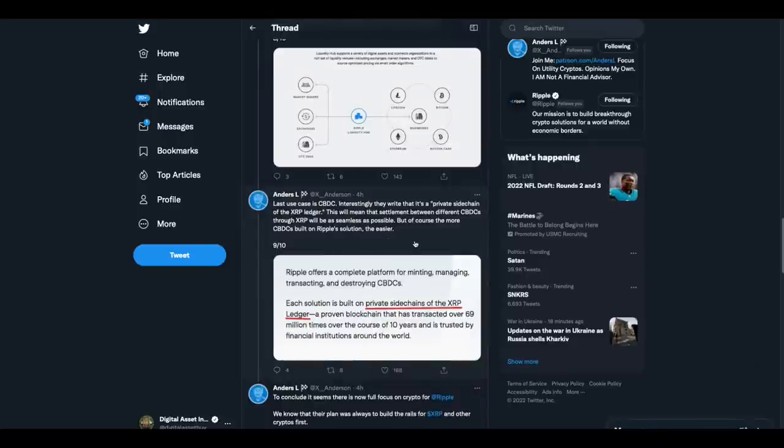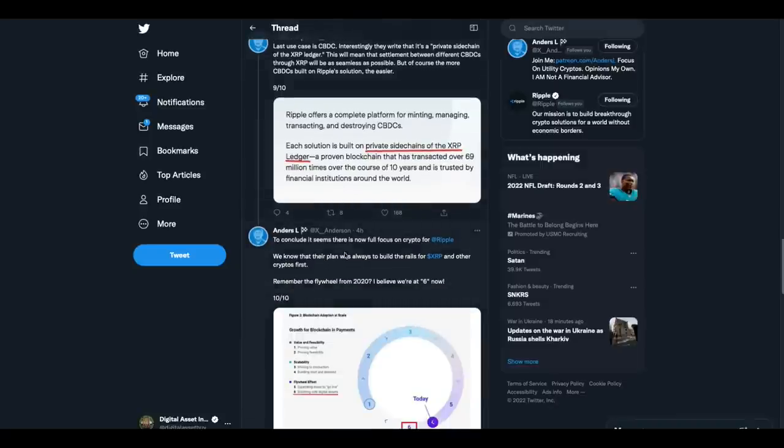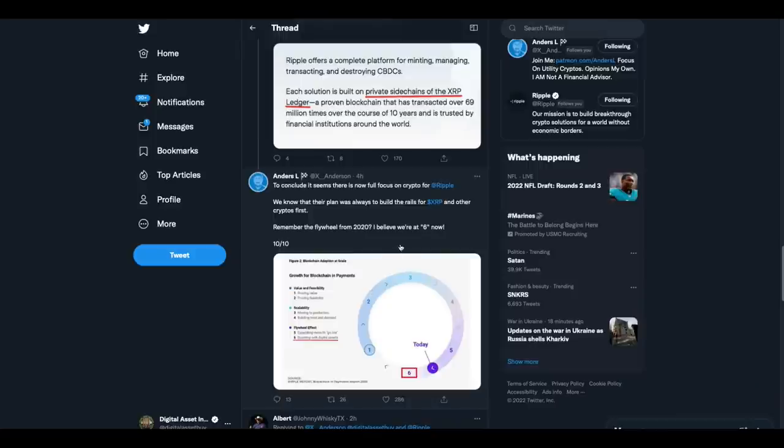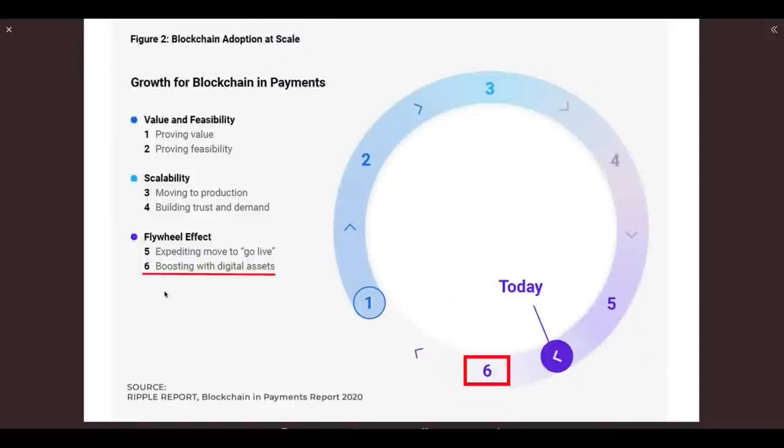Last use case is CBDC. Interestingly, they write that it's a private sidechain of the XRP ledger. This will mean that settlement between different CBDCs through XRP will be as seamless as possible. But of course, the more CBDCs built on Ripple's solution, the easier. And here it says, private sidechains of XRP ledger. To conclude, it seems there is now full focus on crypto for Ripple. We know that their plan was always to build the rails for XRP and other cryptos first. Remember the flywheel from 2020? I believe we're at 6 now. Look at this. Yeah, I remember the flywheel.